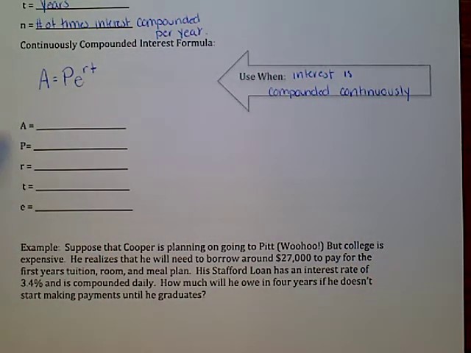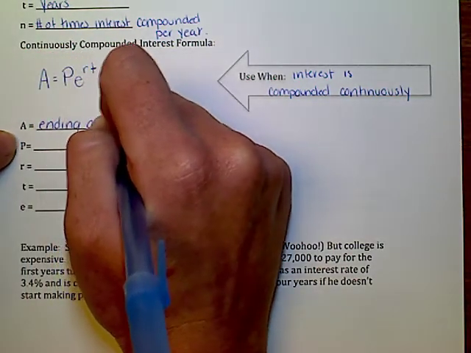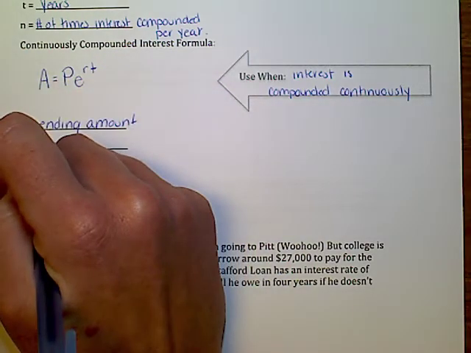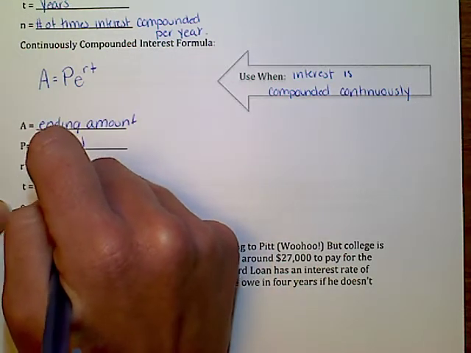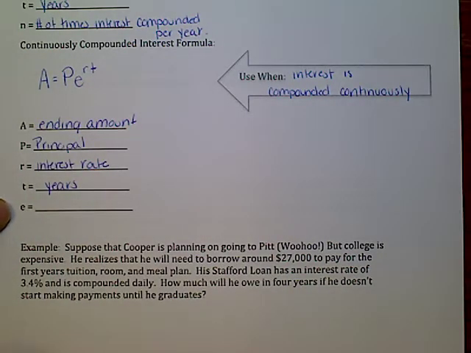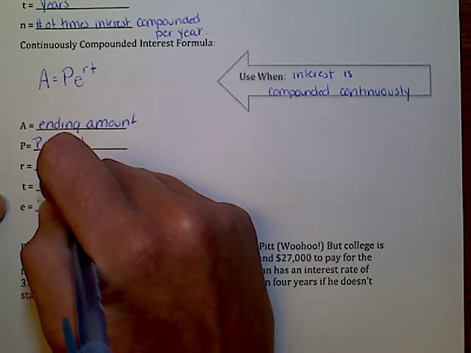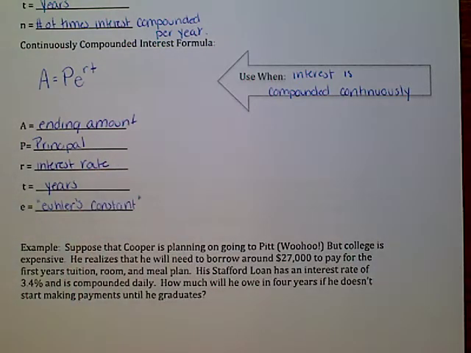A lot of the letters are repeated, so A is still your ending amount. P is your principal, again, starting amount. R is your interest rate as a decimal. T is years, and E is actually not a variable. It's called Euler's constant. Euler is actually spelled like that. It was a mathematician, pretty famous guy. I think he found this constant that kind of comes up a lot. I think they use it in chemistry too. Anyway, it's kind of like pi's less famous cousin.